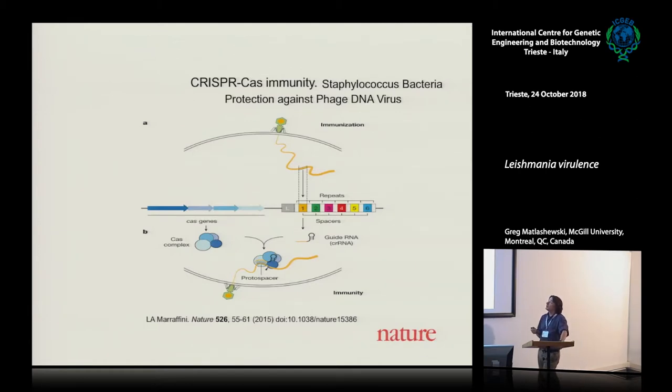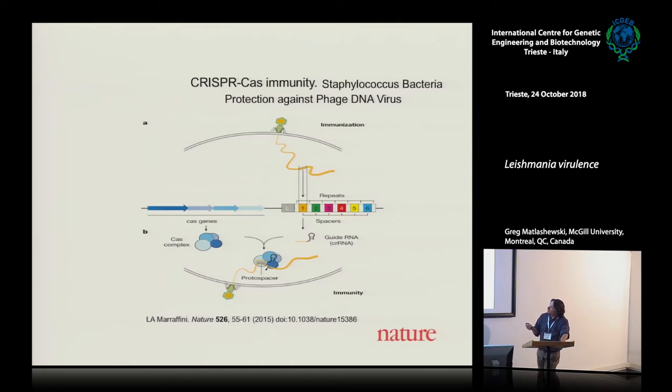CRISPR comes from understanding how bacteria survive in the presence of phage viruses. This is a bacterial cell right here. When a phage infects a bacterium, it introduces DNA. But the bacteria are very intelligent. They've developed a way of killing the phage. One of the ways they do that is they take part of this DNA from the phage and put it into their genome here.